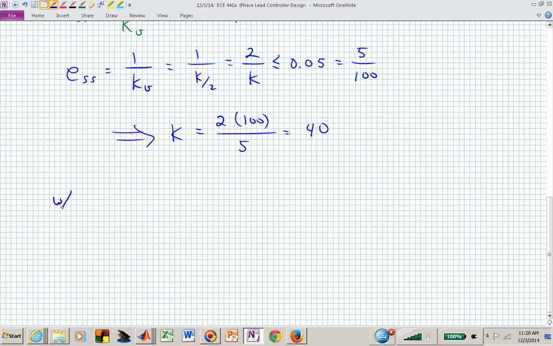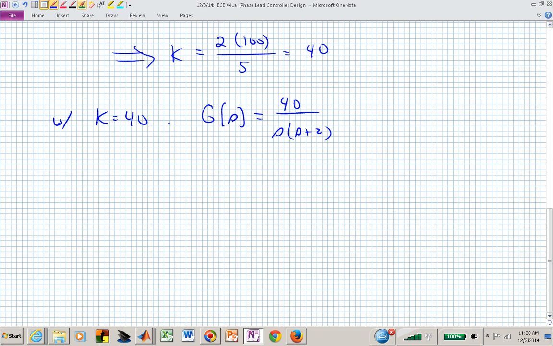With a gain of K equal to 40, our uncompensated transfer function G of S becomes 40 over S times S plus 2. That's the first step. We've now identified the gain in our system to achieve our steady state error specification.